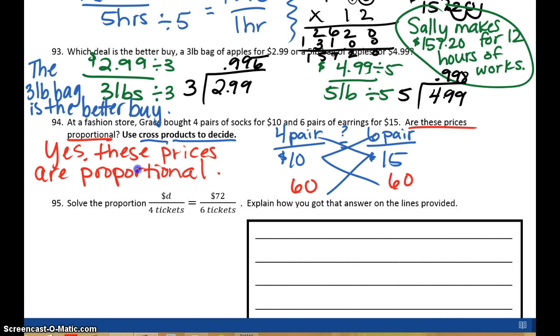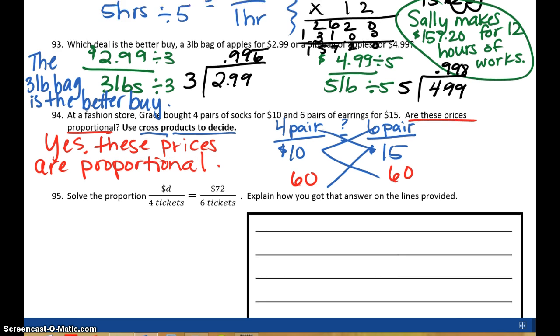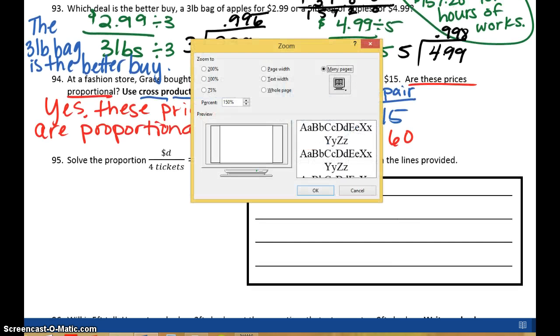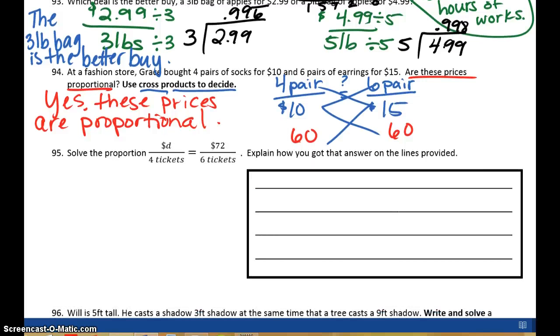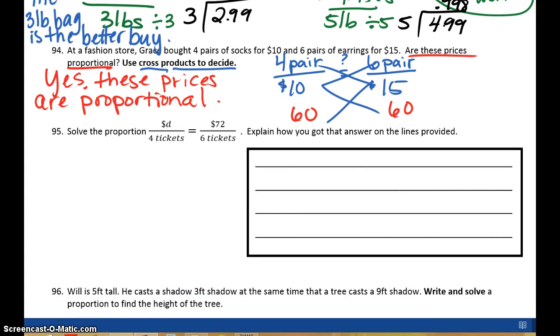And then again, I am finished with that problem. Now number 95 says, solve the proportion D dollars over 4 tickets equals $72 over 6 tickets. Explain how you got that answer on the lines provided. So this already tells us we need complete sentences, complete thoughts. It even gives us a spot to do it, so that's great. We can use cross products again to solve. It's like the one right above it, but we're actually solving for something instead of just comparing.